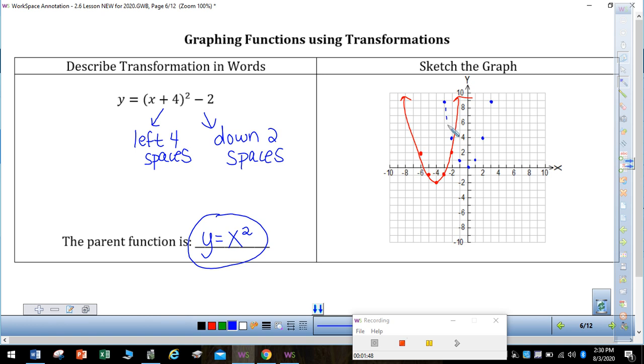Sometimes what I have students do is actually leave the parent graph on there, but they do the parent with a dotted line, just to show that's where the parabola started before we applied the transformations. In this case, before it moved left 4 spaces and down 2 spaces.